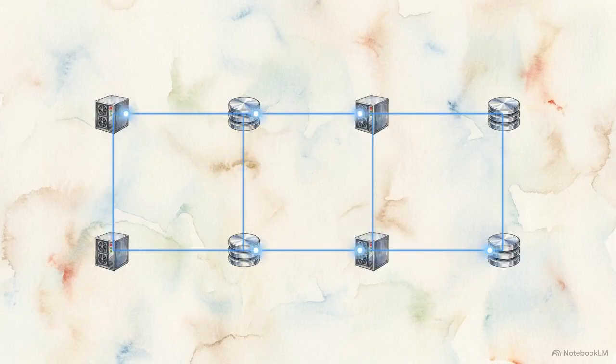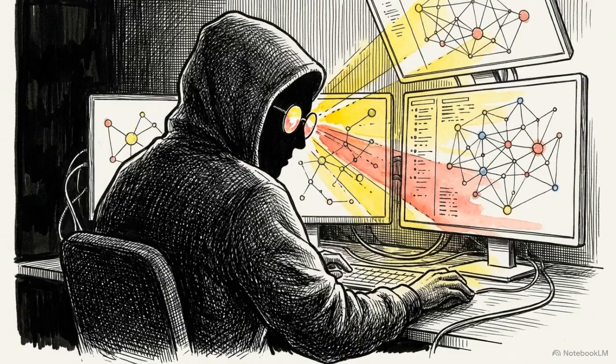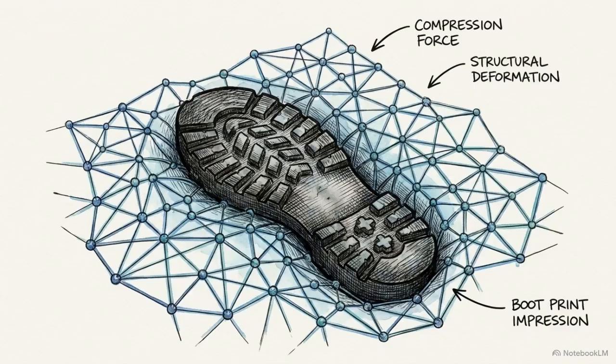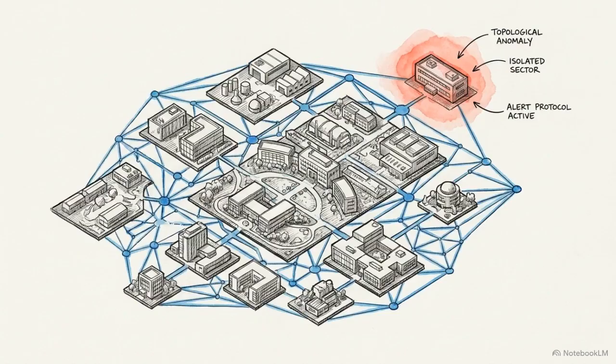Instead of scanning code, the system simply verifies that the data flow follows the established physical laws of the network architecture. An attacker can encrypt their code or use zero-day exploits to remain undetected by scanners, but they cannot hide the physical footprint of their movement across the network. By monitoring the physical mesh, the system identifies anomalies in real time across a massive enterprise footprint.